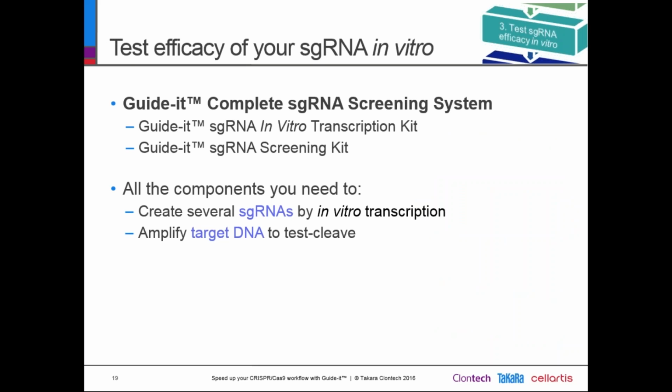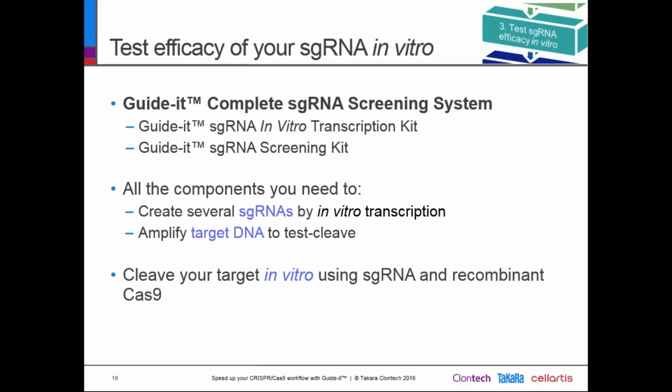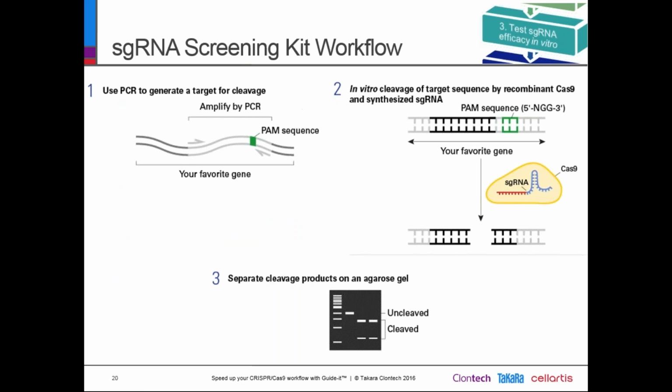This guide RNA screening system is composed of 2 kits. The first one is an in vitro transcription kit to produce your own guide RNAs using T7 RNA polymerase. And the second kit is the so-called screening kit, which contains PCR reagents to amplify a part of your target gene. This kit also contains recombinant Cas9 that you will use a bit like a restriction enzyme in this in vitro assay. You will then simply incubate in a tube your guide RNA together with your PCR fragment of your target gene and the recombinant Cas9.